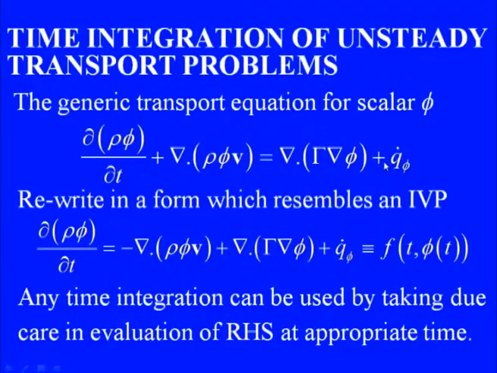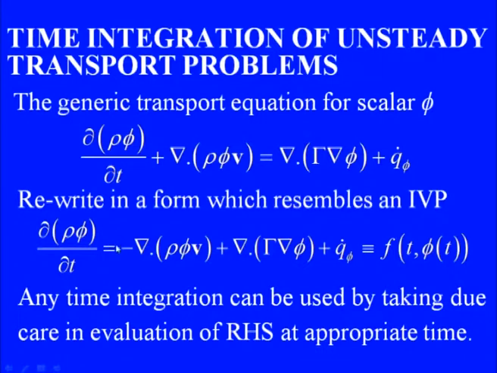Now what we can do is rewrite it in a form fairly similar to that of an initial value problem, by keeping the time derivative on one side and transferring the remaining terms to the right hand side. That is to say, we will rewrite it as del rho phi by del t is equal to minus divergence of rho phi v plus divergence of gamma times gradient of phi plus q phi dot.